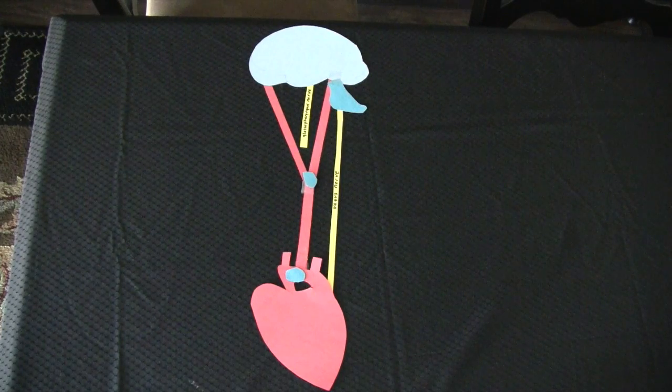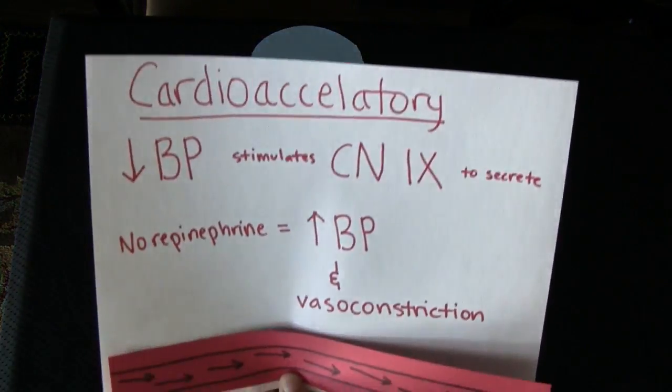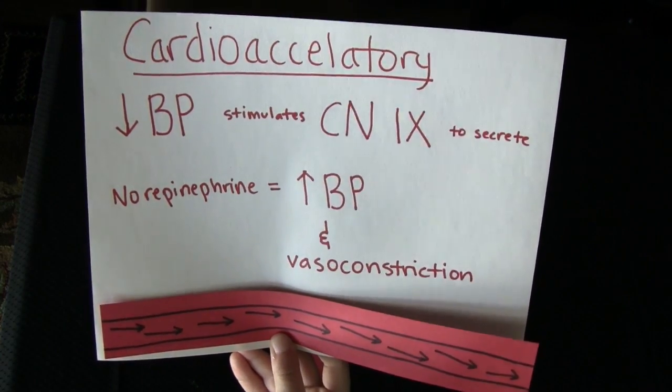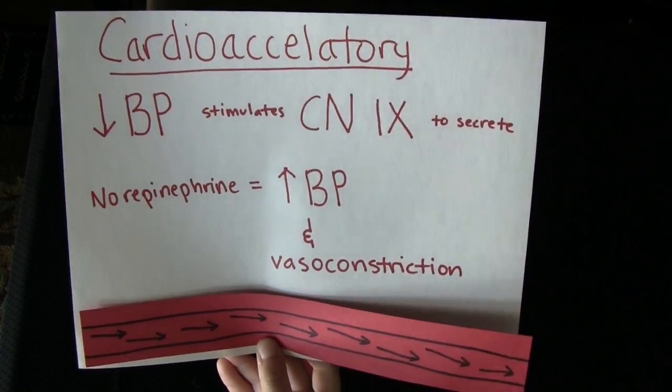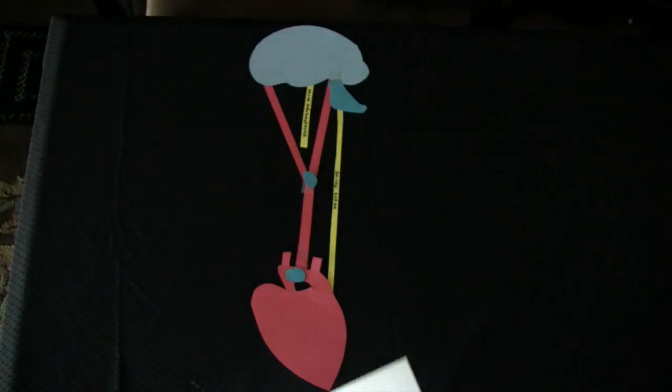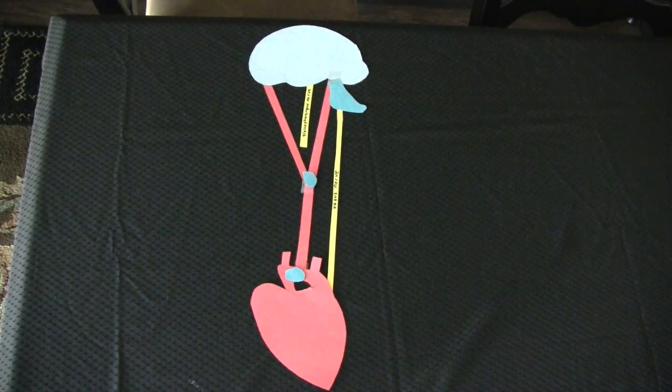If blood pressure is too low, then the cardioacceleratory center sympathetically stimulates the glossopharyngeal nerve to secrete norepinephrine, resulting in an increased blood pressure and vasoconstriction. This occurs because the baroreceptors detect too much stretch in the carotid sinuses.